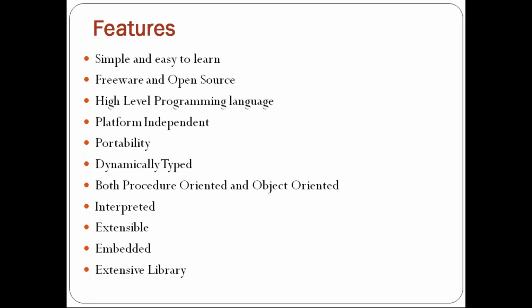If you look at the features of Python, it is very easy, open source, and a high level programming language. It is platform independent because of the Python virtual machine. We can write a program and take it to any platform and run it without any modification. It is portable and dynamically typed. Why is it dynamically typed? While defining a variable, we need not specify its type. Based on the value assigned to the variable, it gets its type.